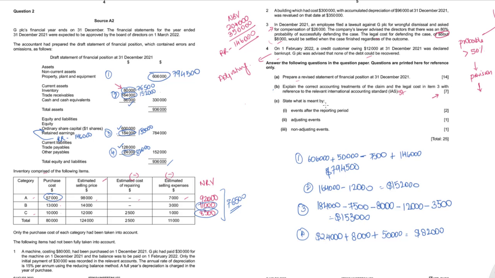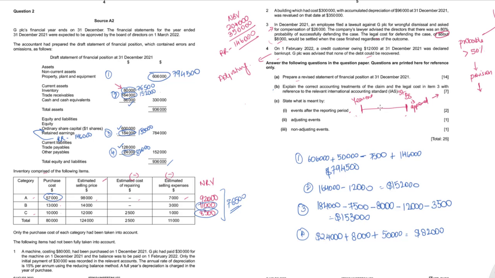Part C, state what is meant by events after the reporting period. So events after the reporting period means events that take place between the year end date and the date on which the balance sheet is approved. So in this case 31st December is the year ending date, and on whatever date the balance sheet has been approved, that is the date. Between these two dates, whatever events take place, those are called events after the reporting period.